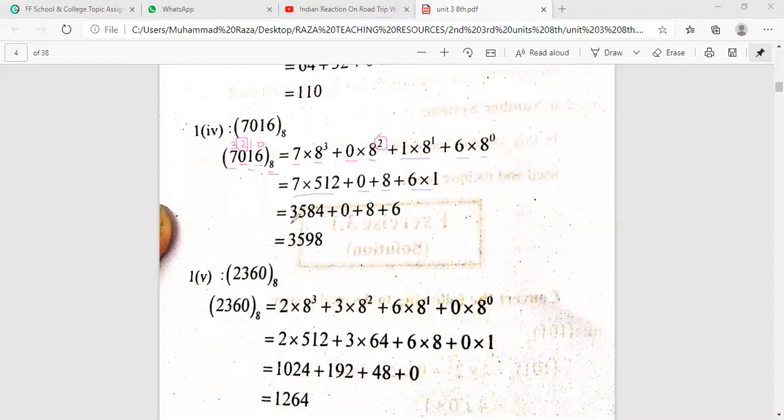Now we have 3584 plus 8 and plus 6. We add them and we get the answer 3598, which is in the decimal system. So in this way we see, we convert the binary system into decimal, we convert the base 5 system into decimal, and in this part we convert the octal number into decimal number.